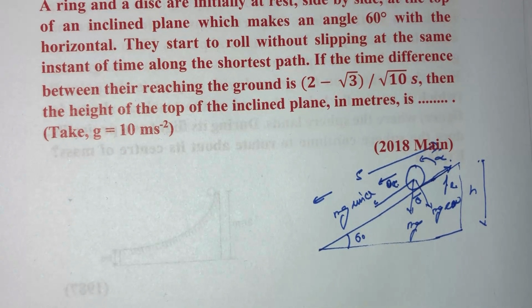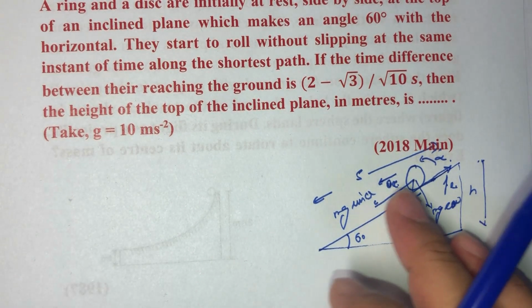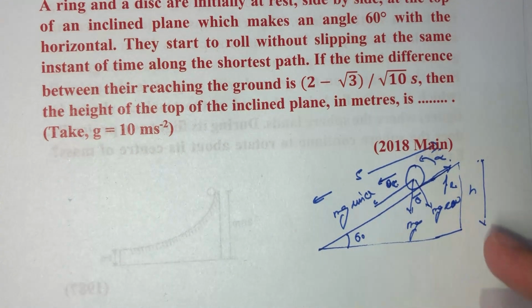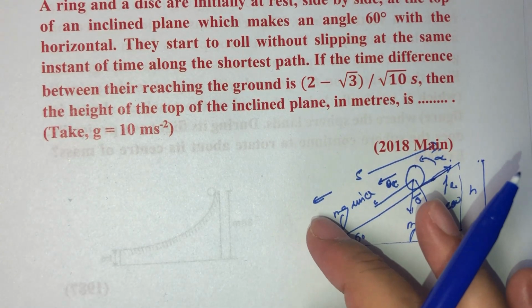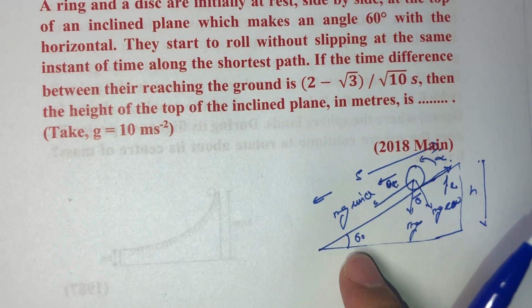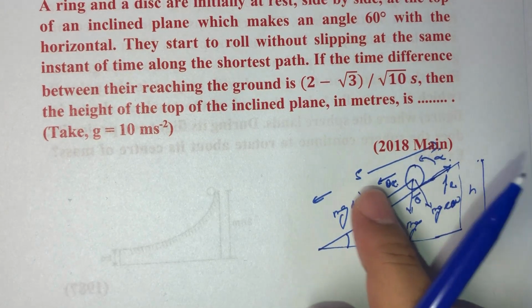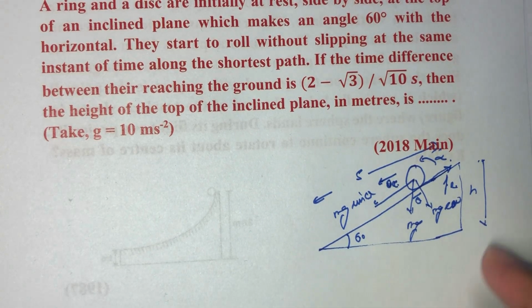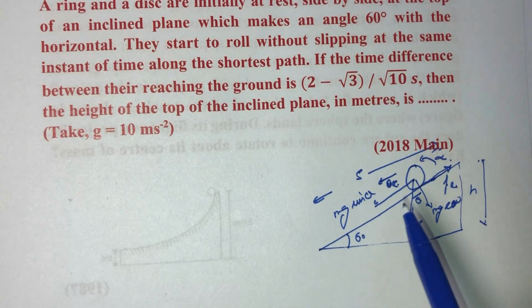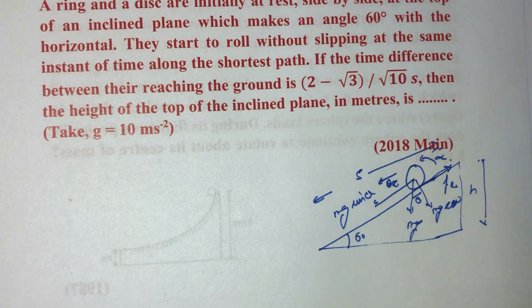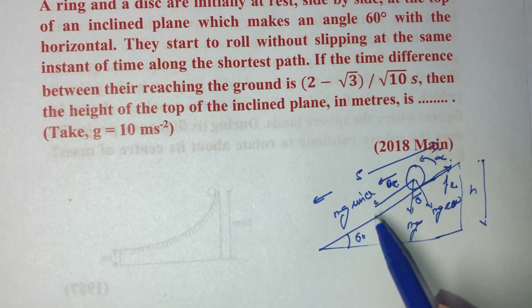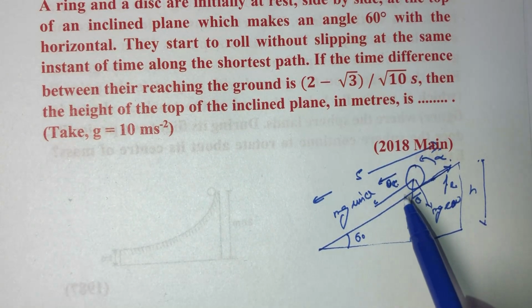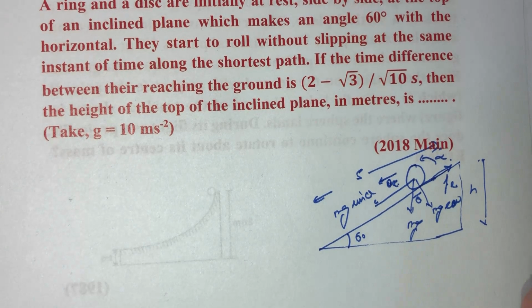So in this case, in order to find the height, we are first of all going to find the distance s, and then we are going to use the sine of 60, which is going to give us the relationship between h and s. From that we are going to get h. So the kinematics formula which we are going to use is s = ut + half a t squared, where a is the acceleration of the center of mass, that is AC. So let us first of all find out what will be the AC for the ring as well as the disc. Okay.